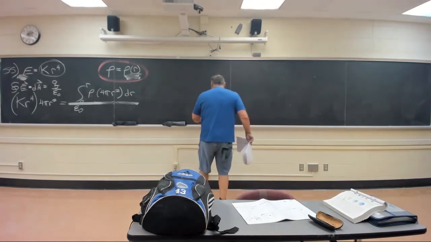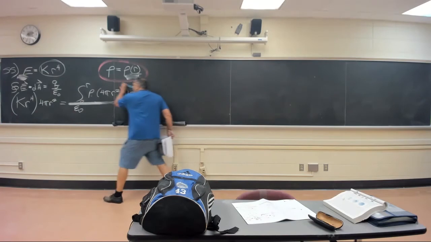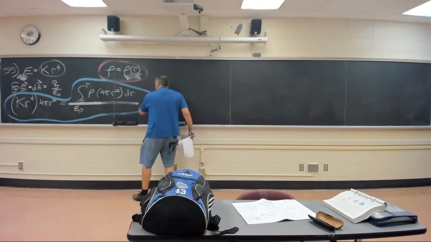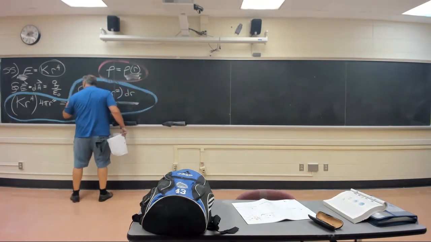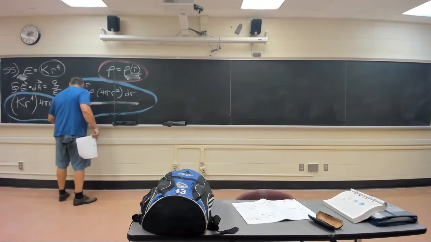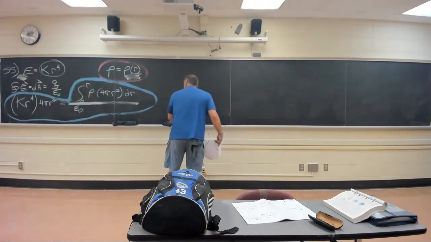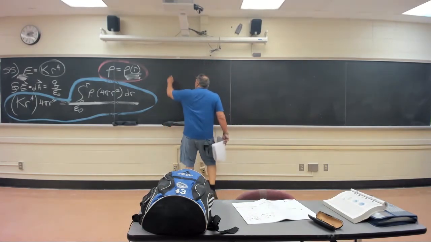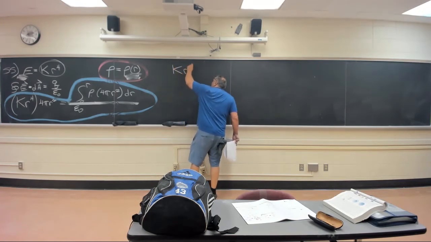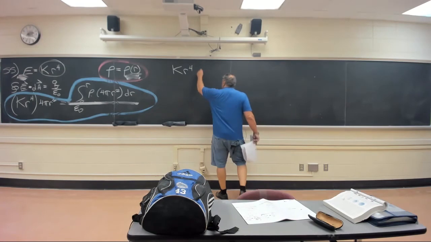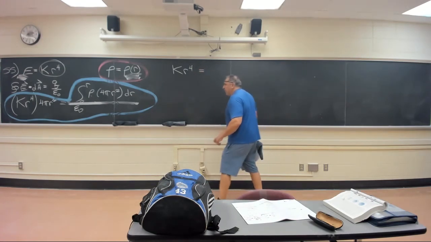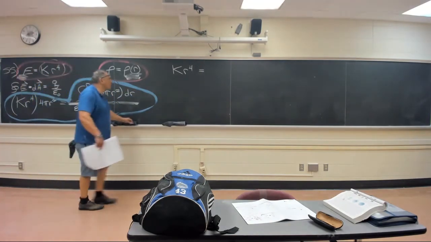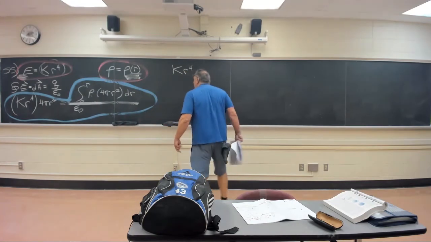Well, if that's true, you guys, yeah, divide by 4 pi r squared on each side. Let's see what happens here. We got k r to the fourth, they told us is the E field. They told us k r to the fourth is the E field. Absolutely. Right here. Divide by 4 pi r squared on each side.